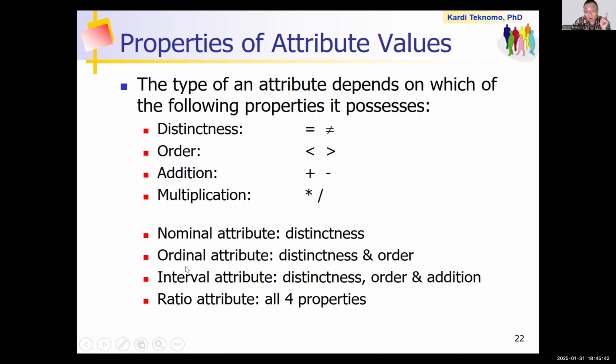In ordinal attribute, you will have both distinctness and order. So these two properties are there inside. When we say interval attribute, it will have three properties: distinctness, order, and addition. This includes the negative here. And then ratio will include everything, these four.